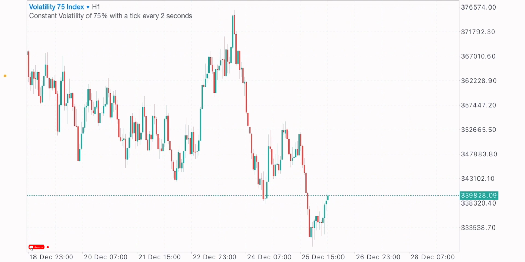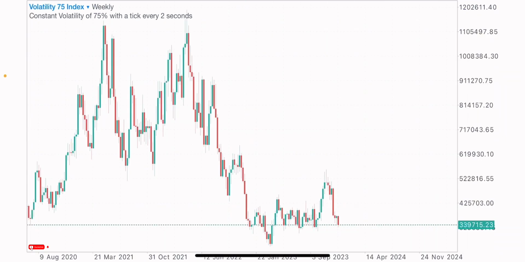What was expected on this index? What do we expect on the Volatility 75 index? So coming to the weekly time frame, as I always do whenever I want to analyze the market, whenever I want to look at such trade opportunities, I start from the higher time frame. It can be the monthly, the daily, or the weekly time frame. But in most cases, I start from the weekly time frame whenever I want to analyze the market.